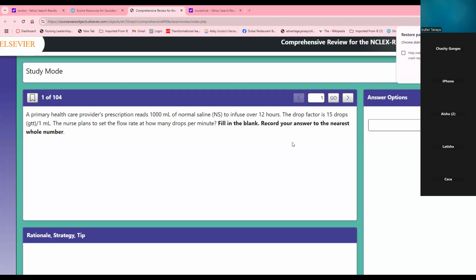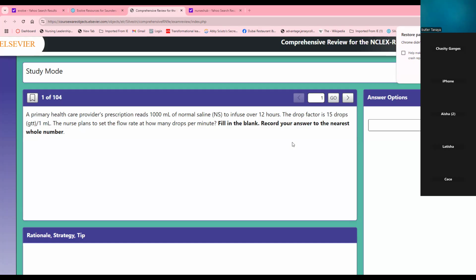All right. So again, always start from the last statement. The nurse plans to set the flow rate at how many drops per minute. So for your formula here, it's total volume over total time in minutes times your drop factor. We know that our volume is 1,000.